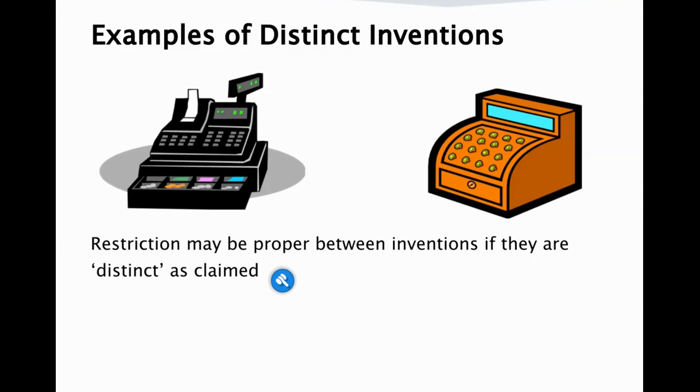We've discussed independent inventions. Now let's discuss distinct inventions. The issue of distinct inventions often involves related inventions. However, if inventions are related, then how can they be distinct? Factors to be considered are design, operation, and effect. Distinct inventions are often related in at least one of the factors of design, operation, or effect.